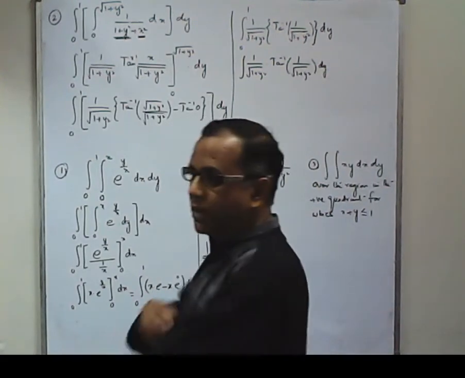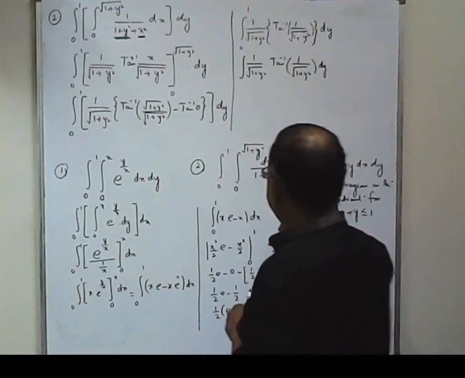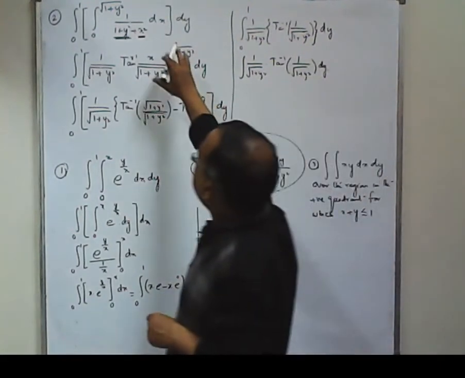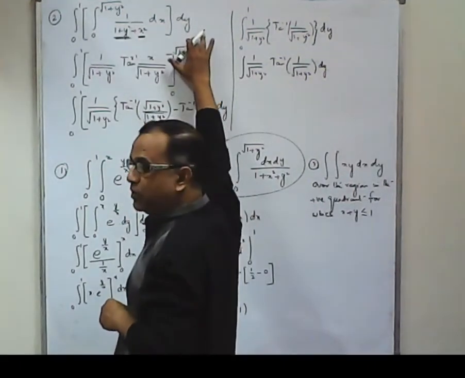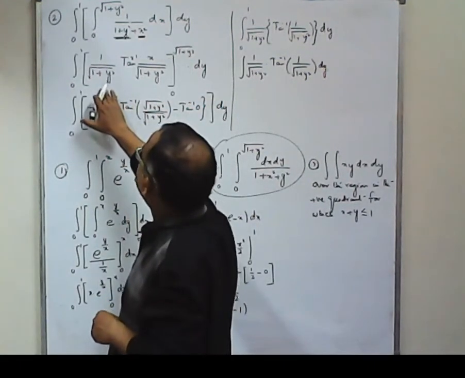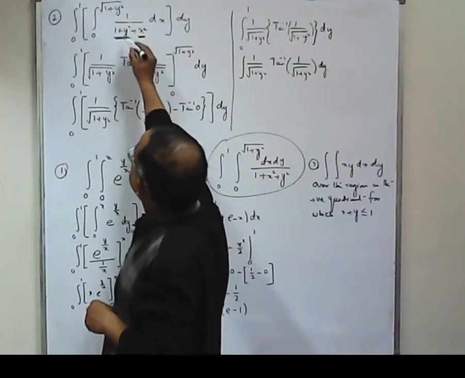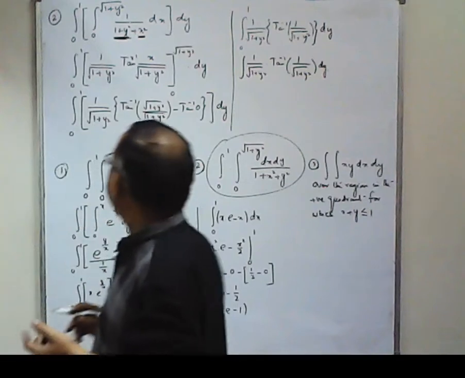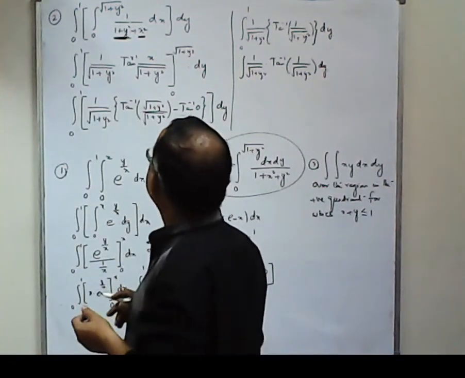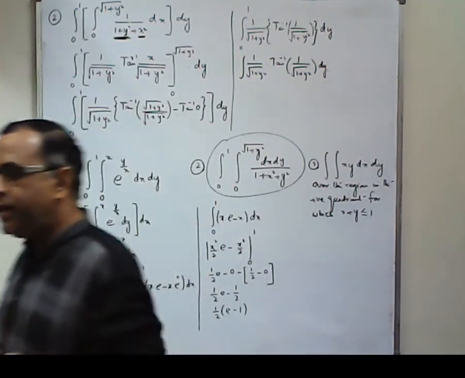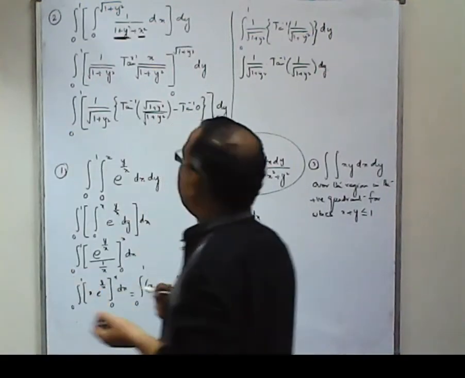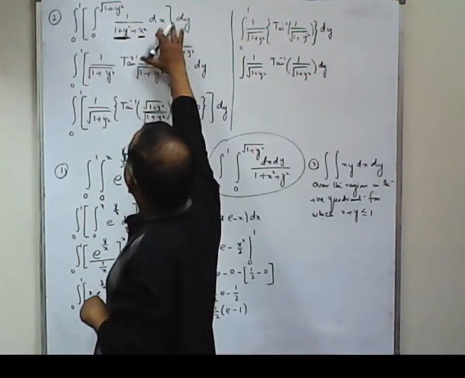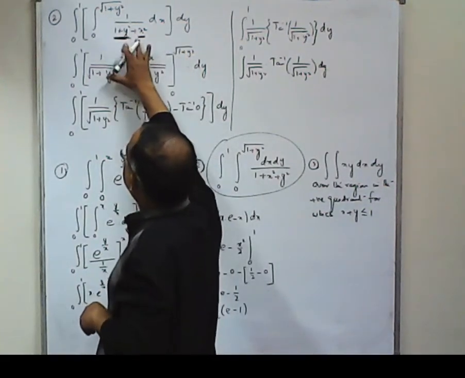So what we are doing is solving this question, and here we need to integrate with respect to x first and then with respect to y. Here I am considering this term as a constant. When you integrate with respect to y, you need to treat x as a constant. Here I am integrating with respect to x, so y will be treated as a constant.